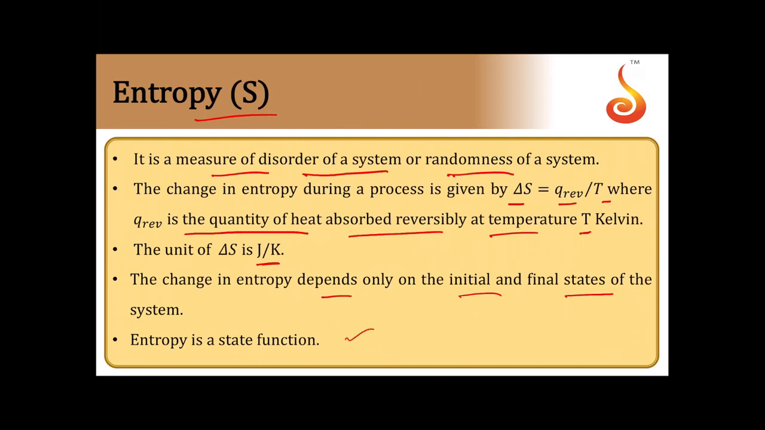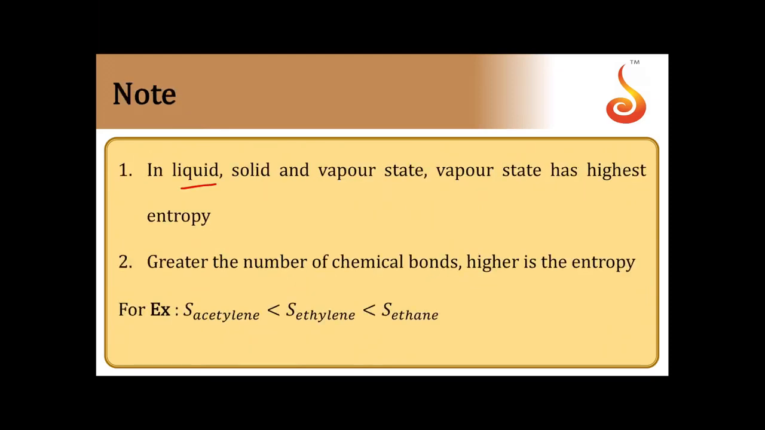It depends only upon initial and final states, hence entropy is also a state function. Now in liquid, solid and vapor states, if you compare the three, we have more randomness in the vapor phase. Therefore the vapor state has higher entropy when compared to liquid or solid. Vapor phase has a greater extent of disorderness. Therefore vapor has the highest entropy.